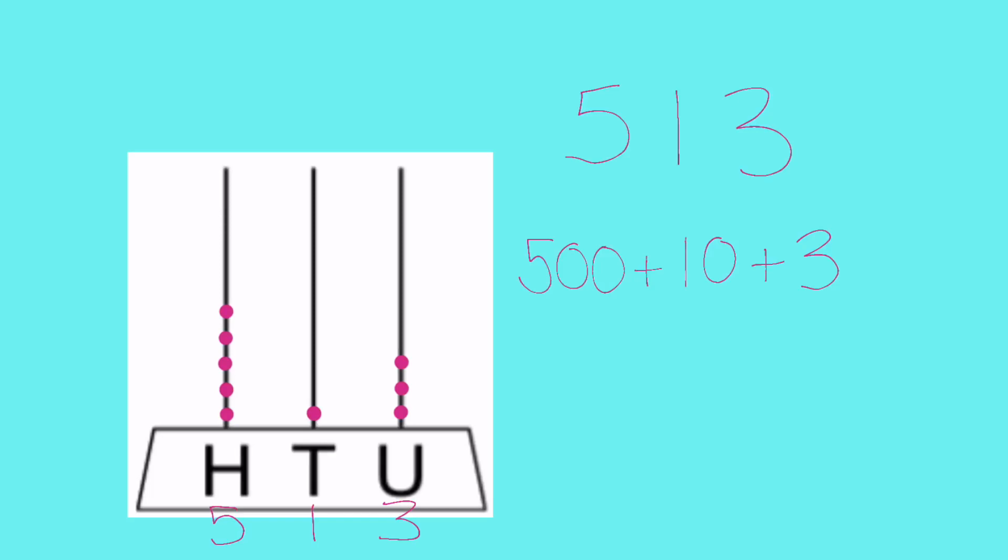Let's try another one. Okay, let's look at our abacus here and have a look at the number that is shown on our abacus. Have a look, pause the video and see if you can work out what number is shown. So in the hundreds column, we have 3 hundreds. So we can write the number 3 for the hundreds. And then in the tens column, we have 2 tens. So we can write 2. And then in the units column, we've got 1, 2, 3, 4. So we can write the units column is 4. So hopefully you got this right and you created the number 324.